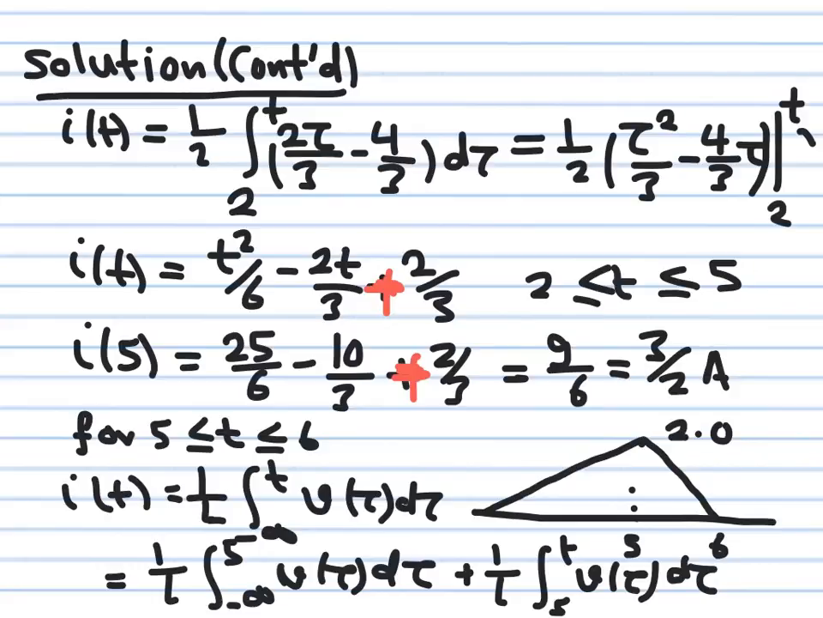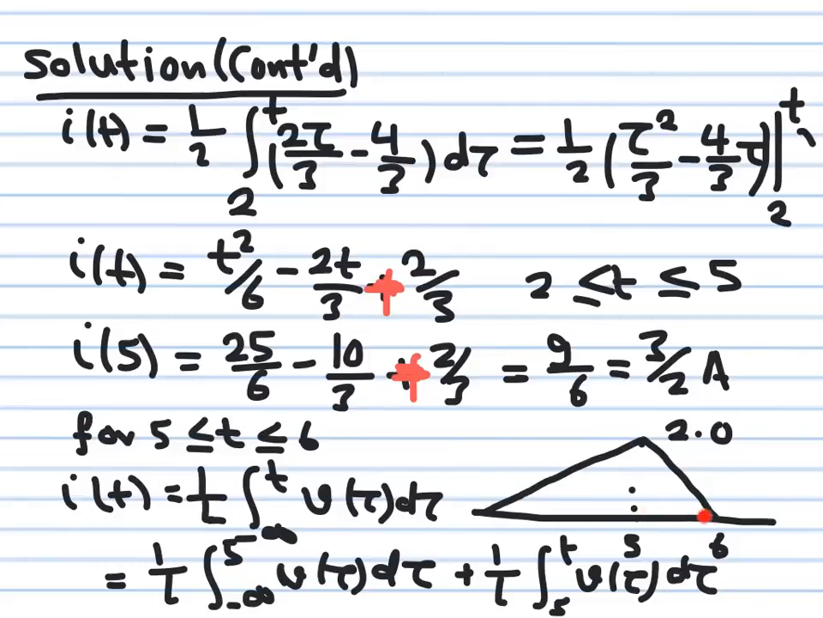So what is happening here is that I have to calculate I of 5, put here t equal to 5. You get 25 over 6 minus 10 over 3 plus 2 over 3. If you collect all this, take 6 as a common denominator, will give you 25 minus 20 plus 4. So this is going to give me 29 minus 20, which is 9 over 6, so 3 over 2 ampere. Okay, now we go to the second part.